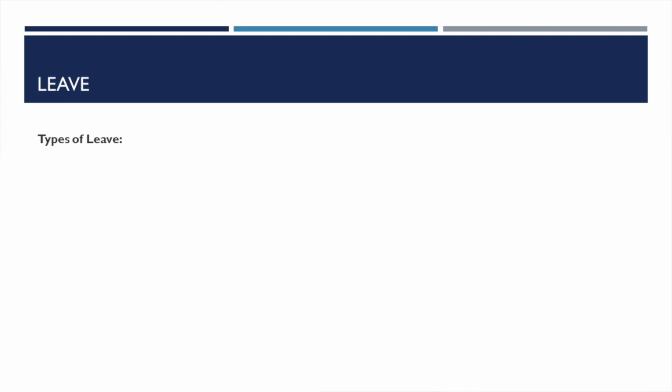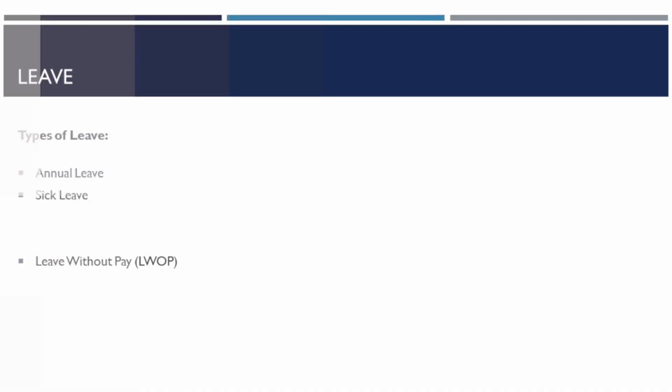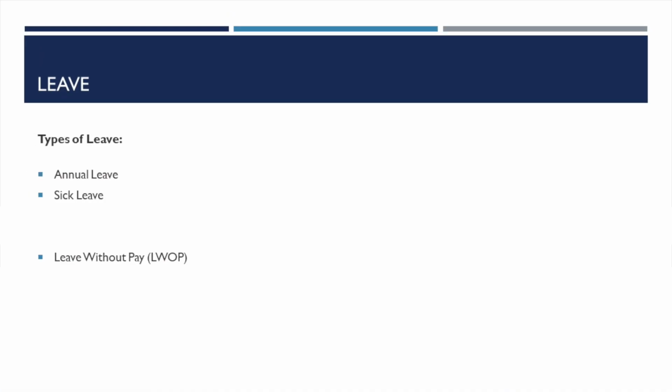There are many types of leave available to employees. The most commonly known are annual leave and sick leave, which all employees accrue each pay period. But there are other types of leave potentially available based on the specific situation you are facing. These include leave without pay, or LWOP, military leave, court leave, and excused absences.